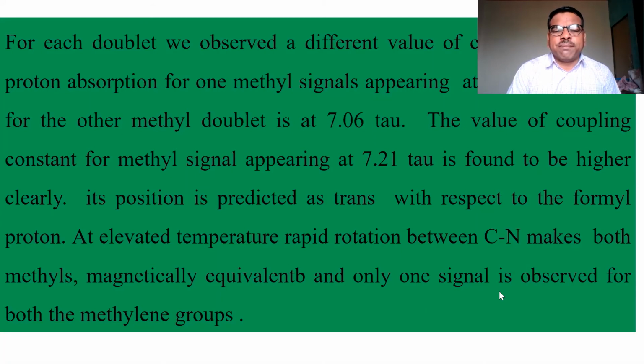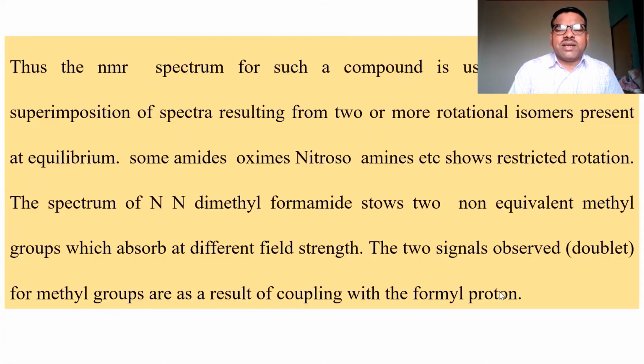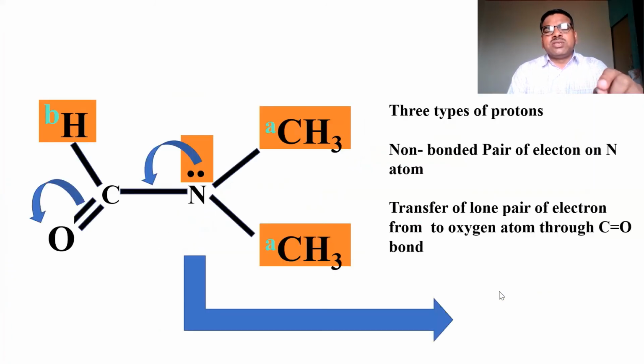At elevated temperature, rapid rotation between carbon and nitrogen makes both methyl groups magnetically equivalent, and only one signal is observed for both methyl groups. So what we have explained is the situation when the amide is at a higher temperature. In that case, the rate of rotation is increased. It means that the non-bonded pair of electrons cannot be moved very easily, and you can have free rotation very well.